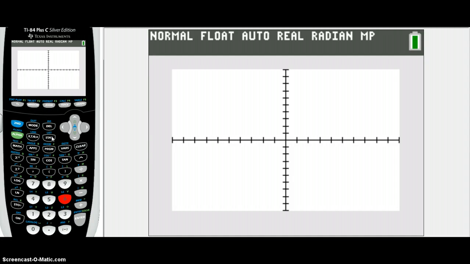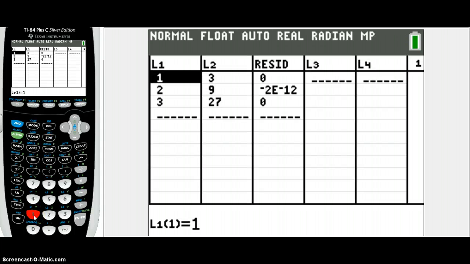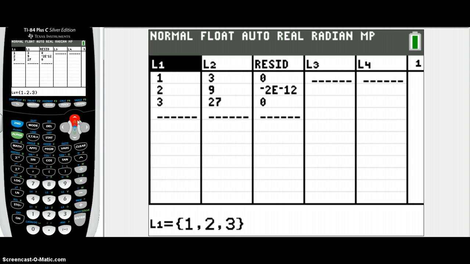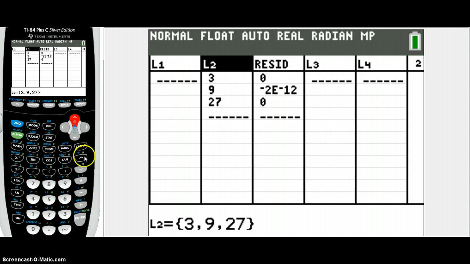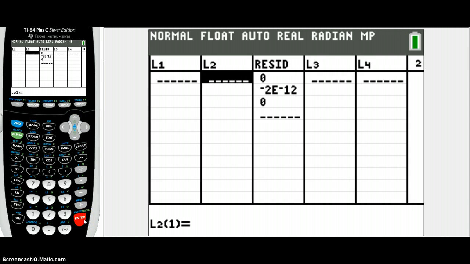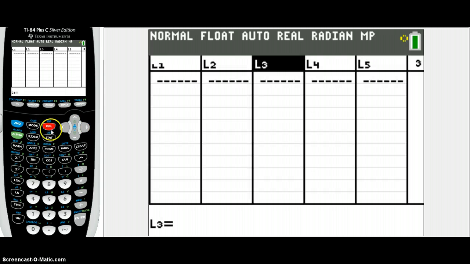Then let's take care of our statistics. Stat 1. We want to clear out these columns so that they're ready for use and we don't accidentally delete them on the test. Hit clear once L1 is highlighted, and then enter. For L2, clear, and then enter. Everybody should have a residual column in place. If not, I'm going to delete mine by accident, so if you have yours, don't do this. And I'm going to show you what to do to get it back.